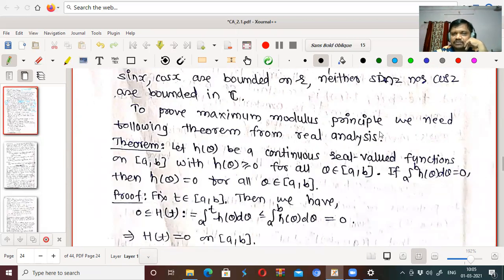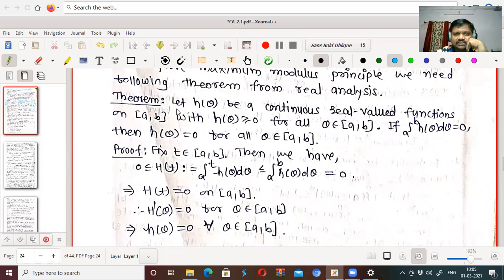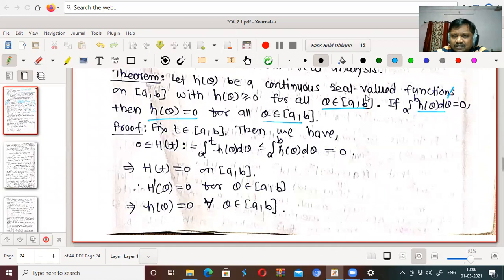To prove the maximum modulus principle, we need the following theorem from real analysis. What this theorem says is: let h of theta be a continuous real valued function on [a, b] with h of theta greater than or equal to 0 for all theta belonging to the closed interval [a, b]. If the integral from a to b of h of theta d theta is equal to 0, then h of theta should be equal to 0 for all theta in the closed interval [a, b]. This is the result which we have already proved in real analysis.